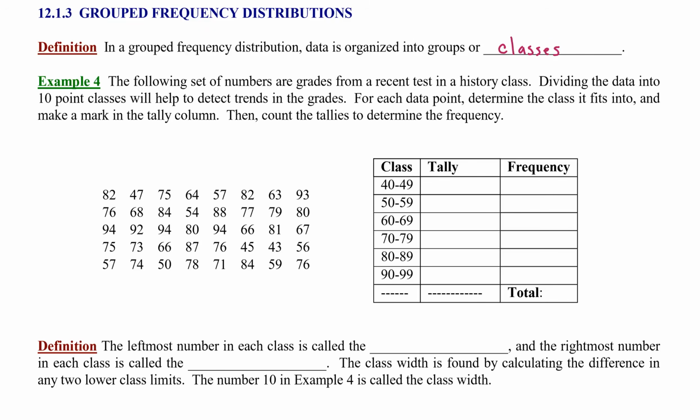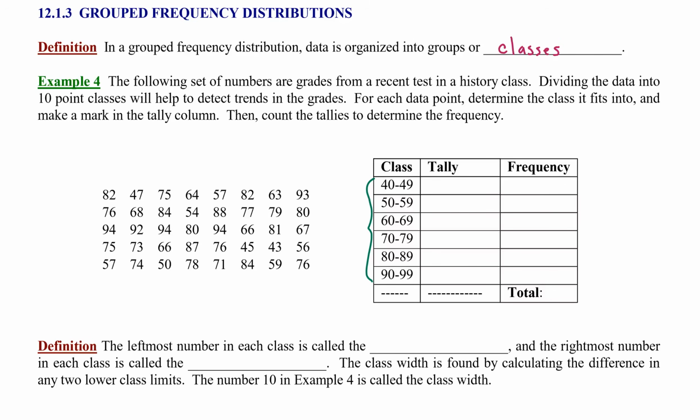So if we examine the data points, that is the grades on this particular history test, we notice that not a lot of them repeat. Most of the data points have a frequency of 1. So a basic frequency distribution would not allow me to detect trends. However, if we group them into classes, these are 10-point classes, then we can begin to see the trend or the performance of the class on this particular test.